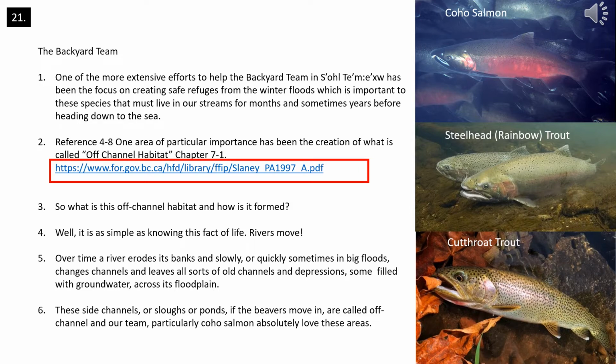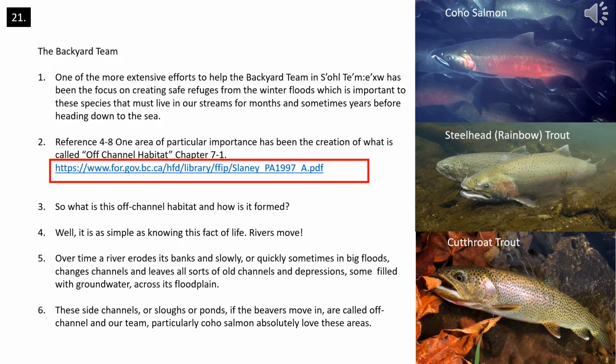It's an interesting story. So what is this off-channel habitat? And how is it formed? Well, it is as simple as knowing this fact of life. Rivers move. So over time, a river erodes its banks, and slowly or quickly, sometimes in big floods, it changes channels and leaves all sorts of old channels and depressions, some filled with groundwater, across its floodplain.